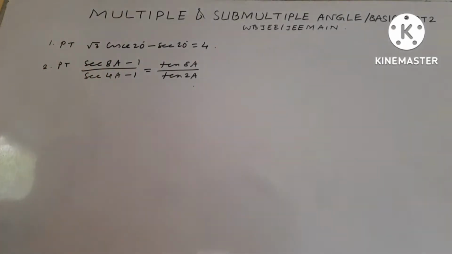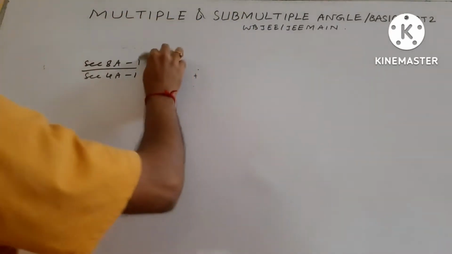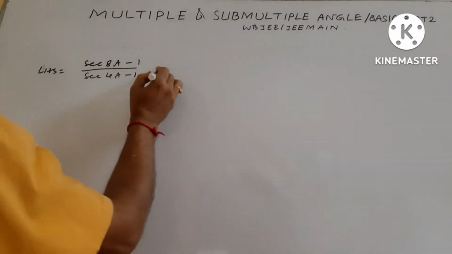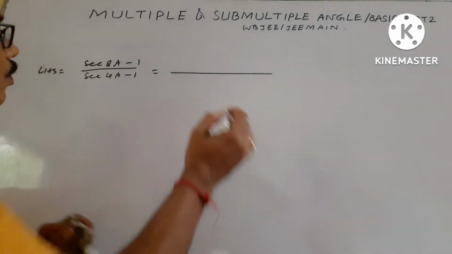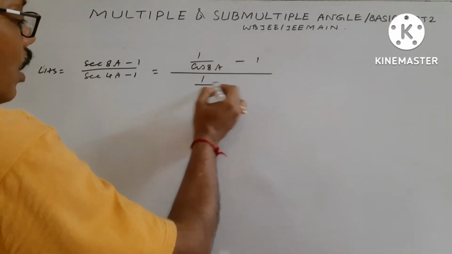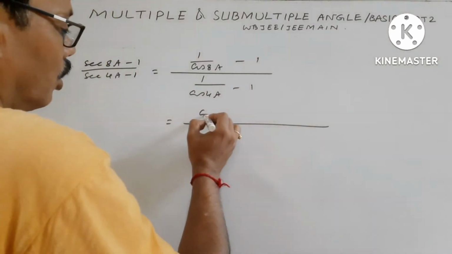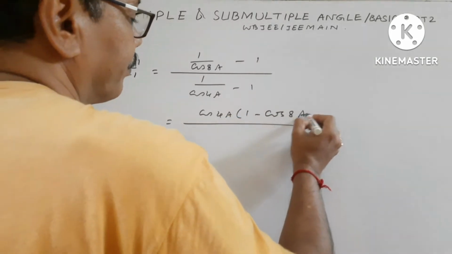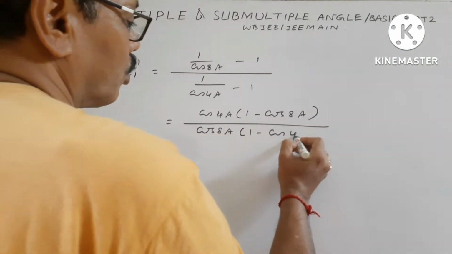Now the second one, the same type of problem. You try to complete it. I am giving you a one-line hint. This is the LHS. Express it in terms of sin and cos. So 1 by cos 8a minus 1, 1 by cos 4a minus 1. Finally you are getting cos 4a at the numerator and 1 minus cos 8a, cos 8a at the denominator and 1 minus cos 4a.